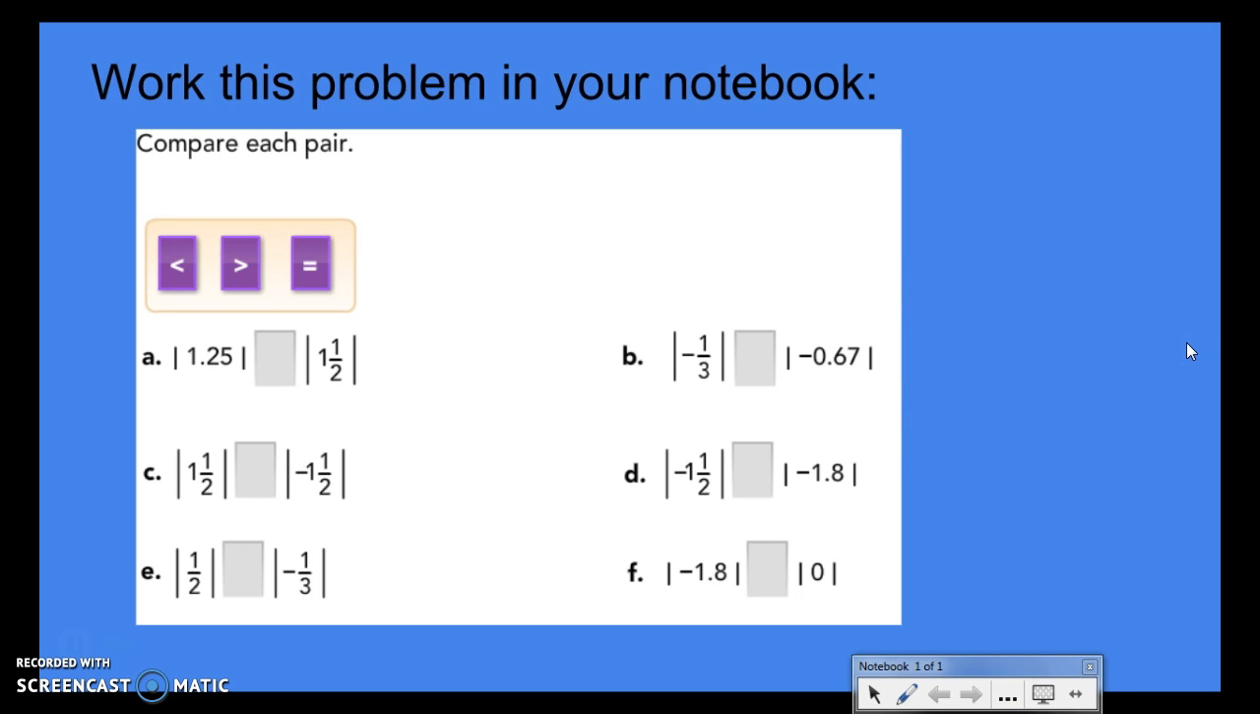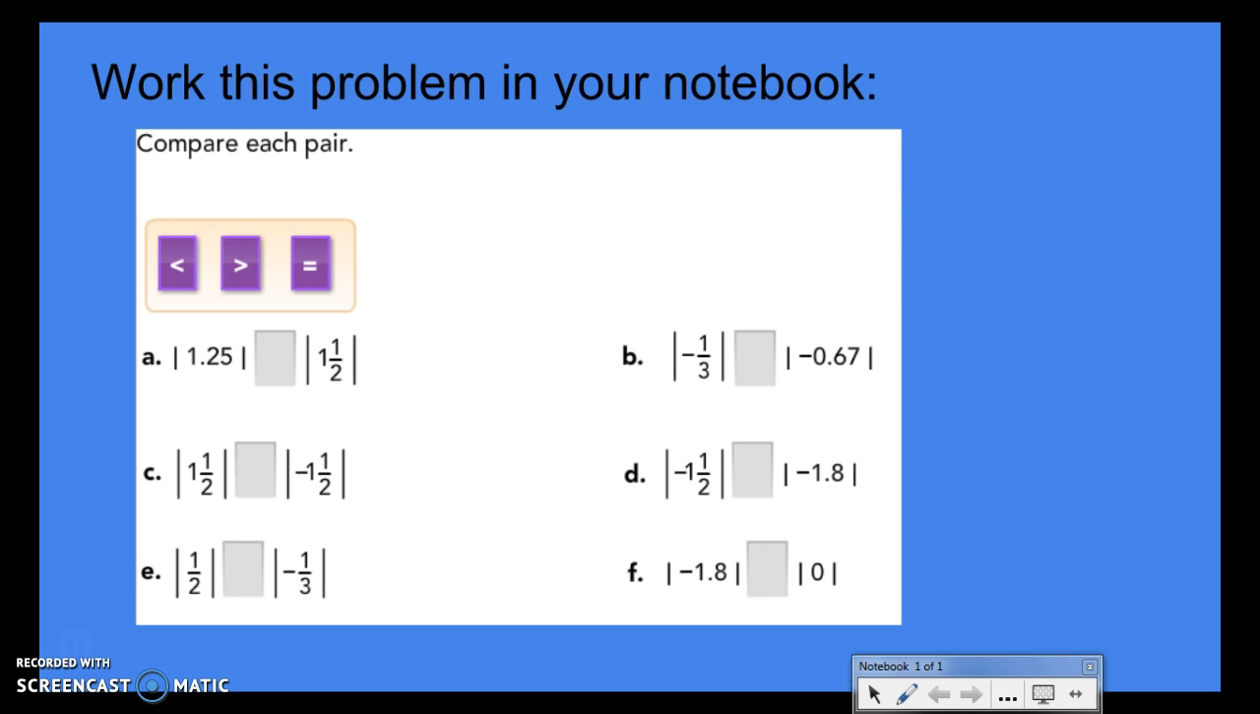Alright, so I'm going to work out the first two with you so you have a really good example. And then I want you to work out the last four by yourself. When you feel like you have your answer, I want you to push play on the video and see if your answer matches up. So let's do A together.